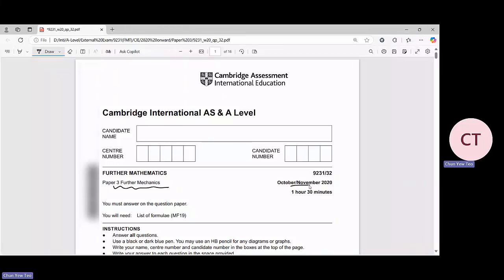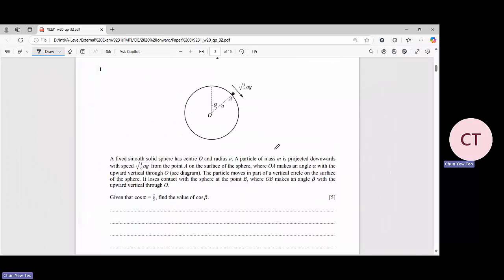Paper 3, October/November 2020, paper 32. Let's take a look at the first question.